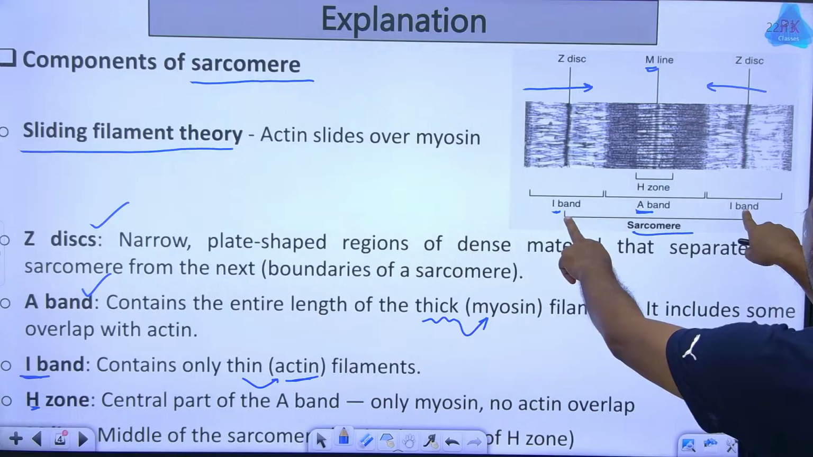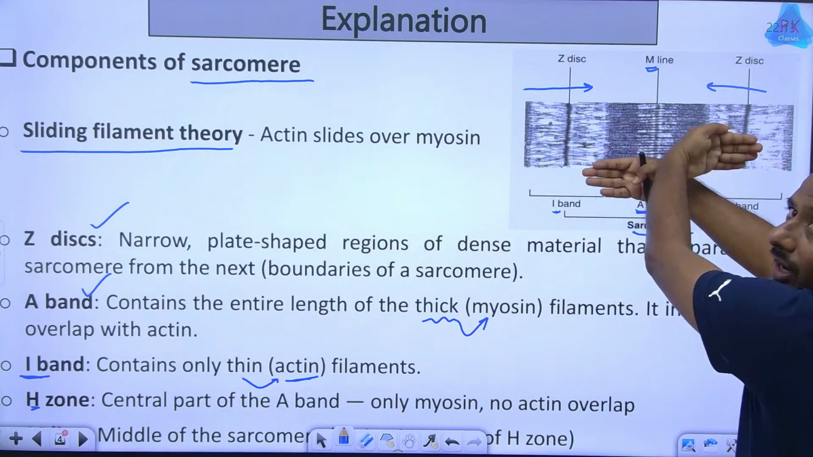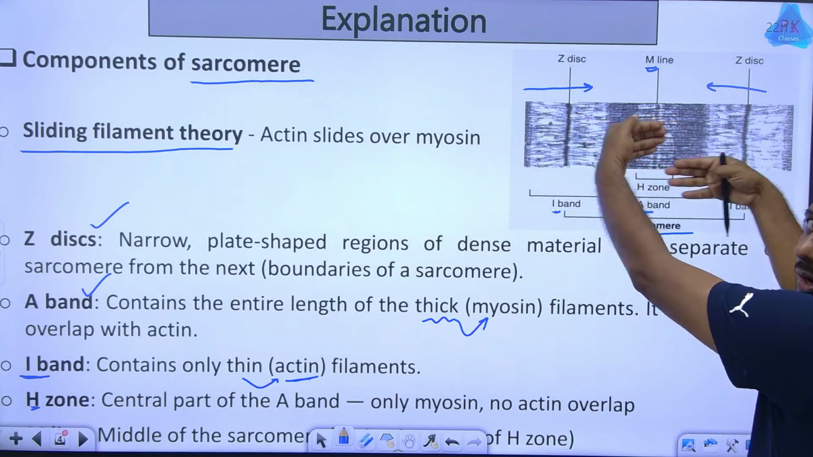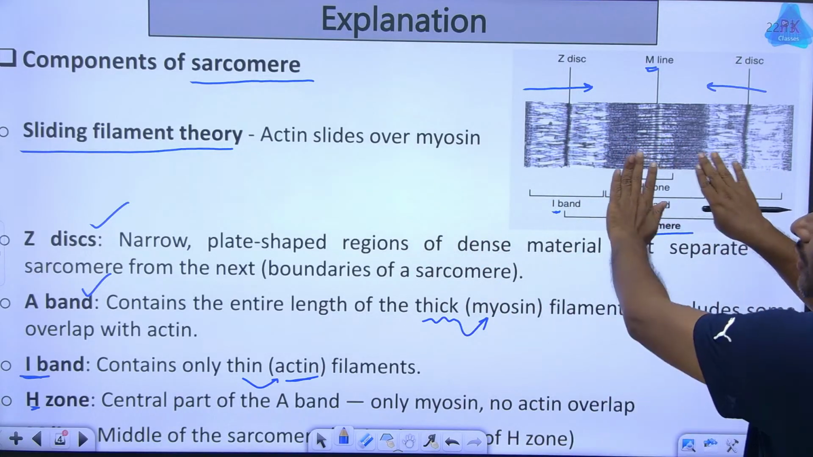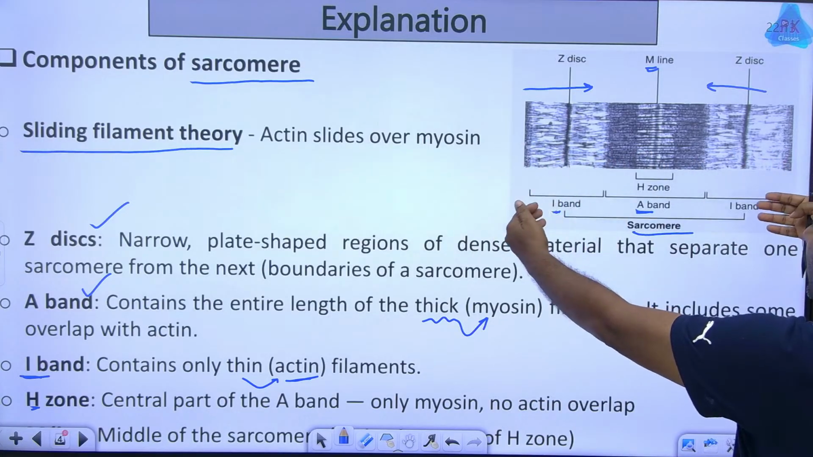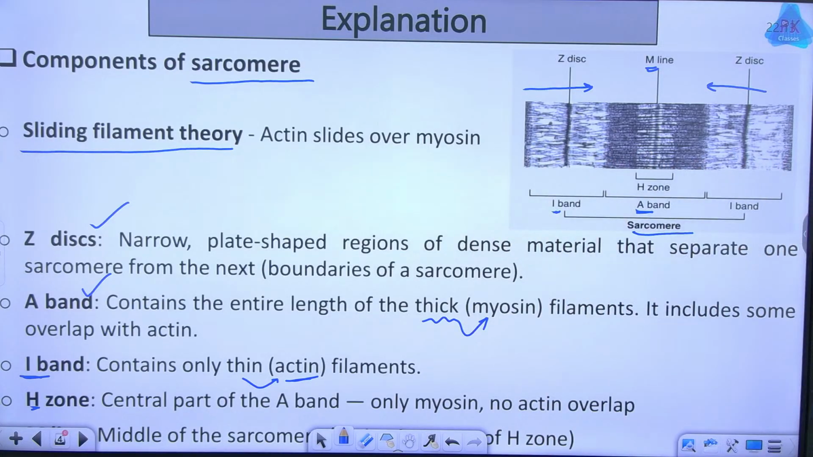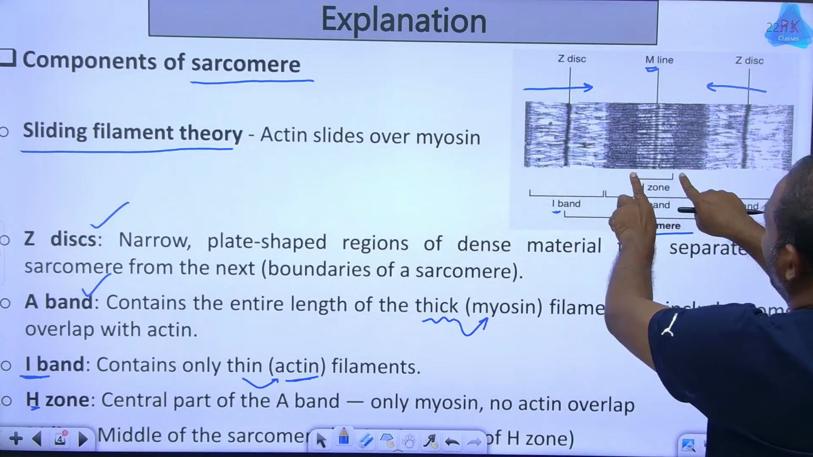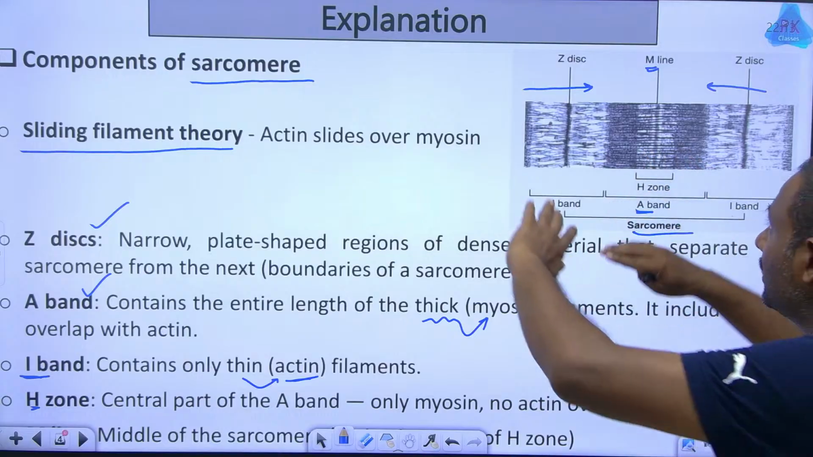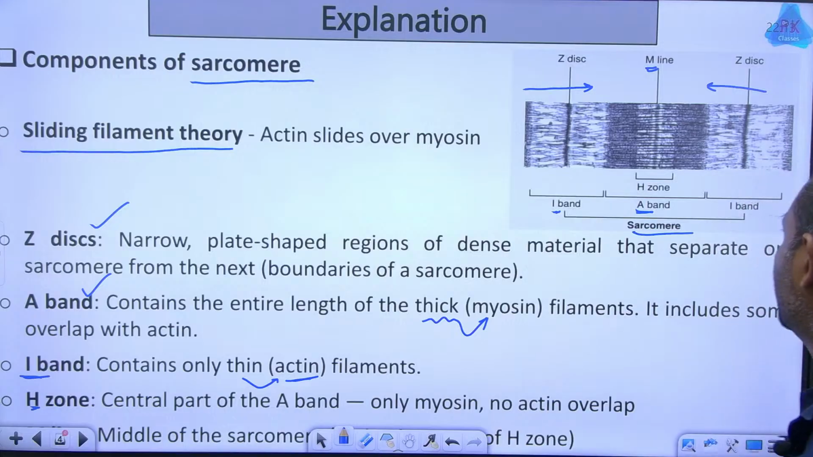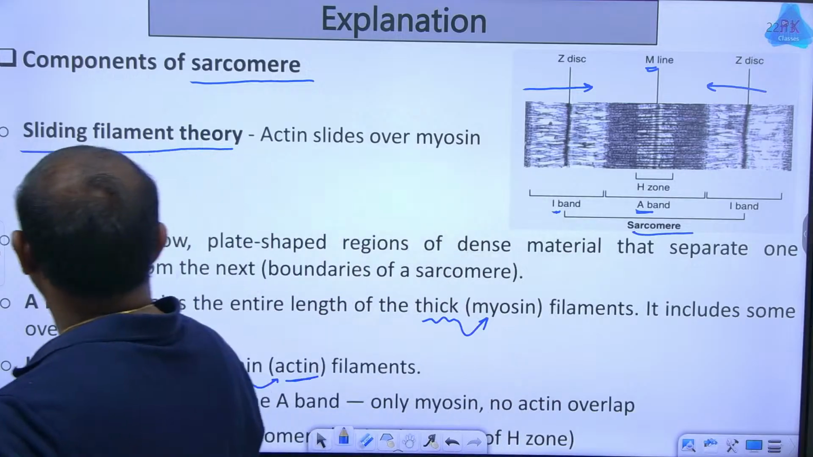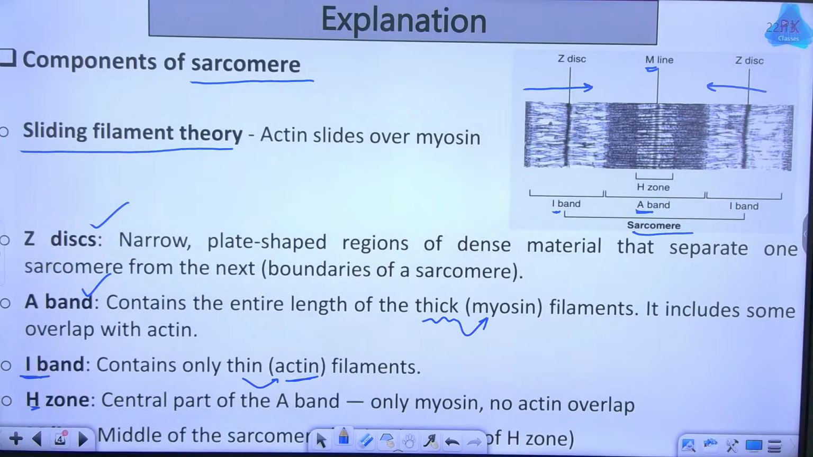The I band, जो भी I band है, वो shorten होगा, वो narrow होगा, वो कम होगा. So in the options it has given that the I band gets widened. वो widen नहीं होता है, बल्कि वो shorten होगा. ठीक है. And जो भी H zone है, as you slide each other, the H zone completely disappears. ठीक है. दोनों ऐसा आपस में आएगा, जो H zone disappear होगा. ठीक है. So these are the components of sarcomere.